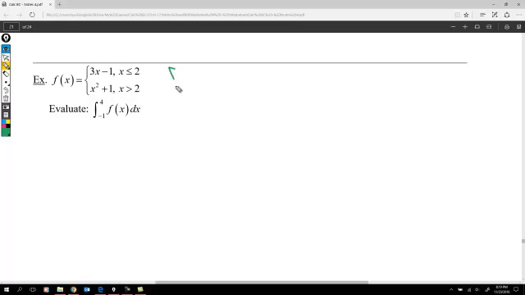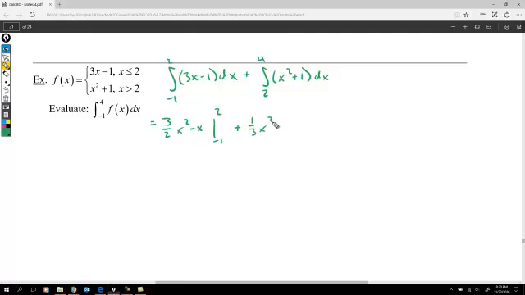Okay, so I take the integral from -1 to 2. Okay, 2 is my break, so 2 is where I'm going to split my integral. Kind of like that c value we talked about in our integral rules. Okay, so 3x minus 1 when I'm less than 2. Plus the integral from 2 to 4 of x squared plus 1 dx, because that's where I'm greater than 2. Let's evaluate. So I have 3 halves x squared minus x from -1 to 2, plus 1/3 x cubed plus x from 2 to 4.